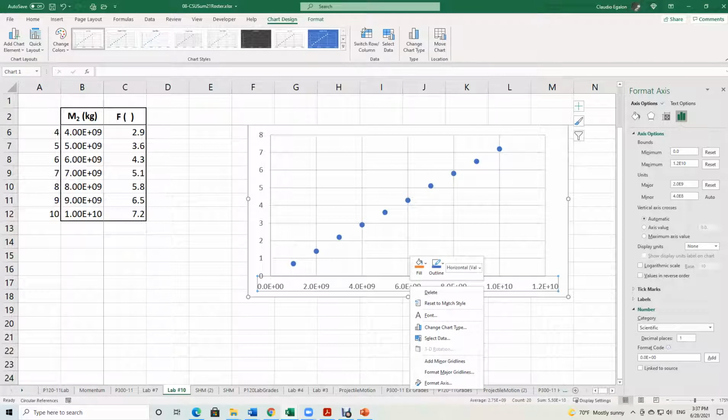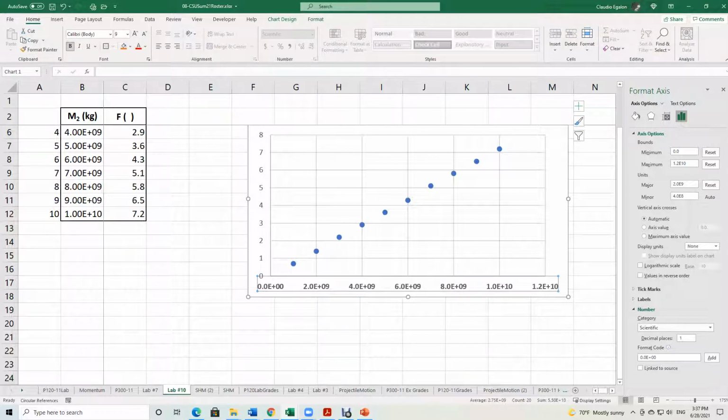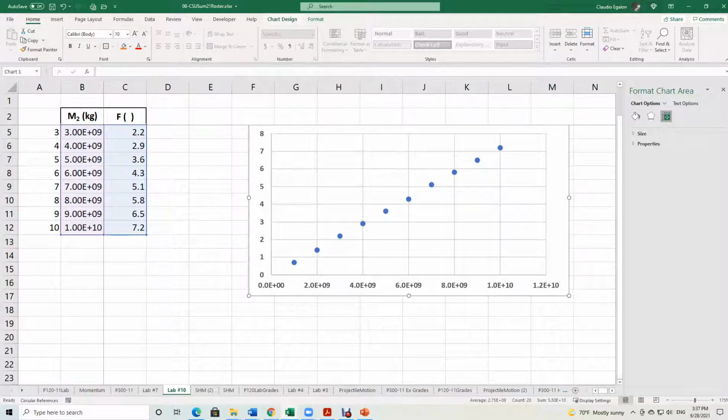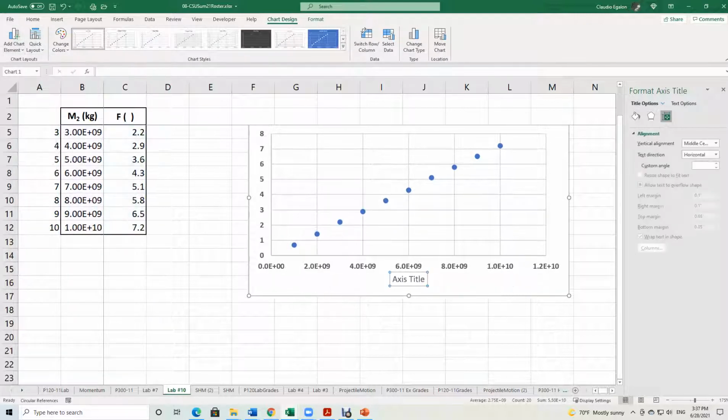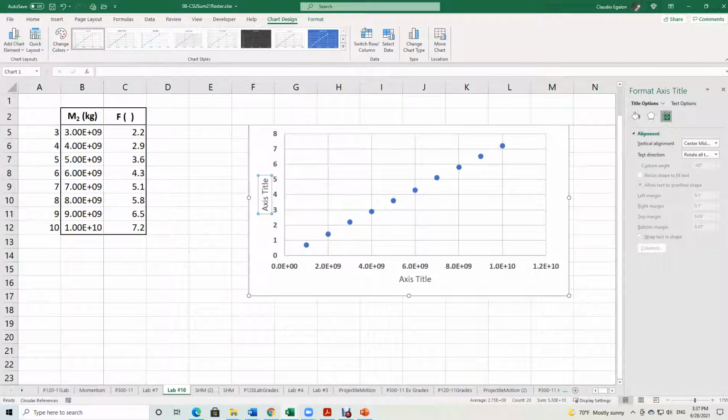Use boldface. Remember, you've got to do a nice job here. Here's the force of gravity, the attractive force. We will have to put the labels: add chart element, axis title, primary horizontal, primary vertical. Oh, what did I do here? Something wrong. I did something wrong here. Add chart element. Okay, primary vertical.